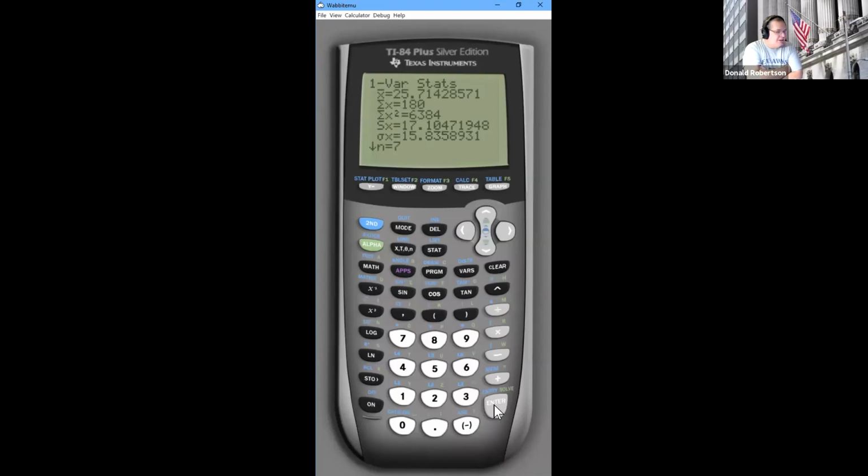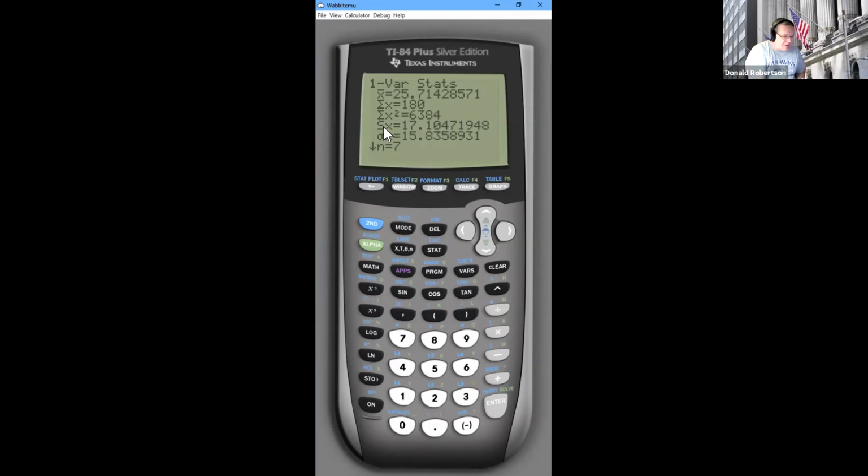And here we see a summary of lots of statistics to do with that particular data set that I put in. For instance, the mean of that data is 25.7, roughly. We're doing everything in one decimal place. You see this one called Sx and the one underneath it called Sigma x? You see Sx and Sigma x?